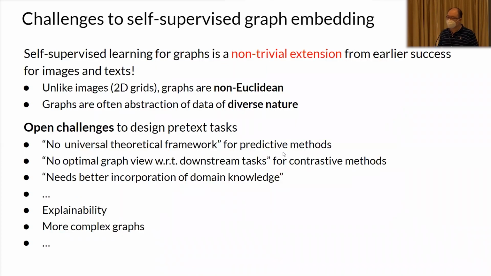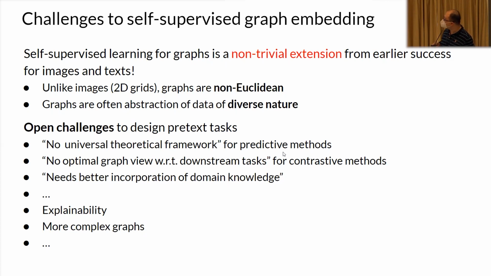And in the end, I want to say a little bit about the challenges involving self-supervised learning. First of all, extending from images and languages to graphs is a very non-trivial task for self-supervised learning because the data structure is different. Unlike images, which are grid data, here we are facing non-Euclidean data, and we call all kinds of things graphs, but they are abstractions from diverse natures. So it's very non-Euclidean and heterogeneous.